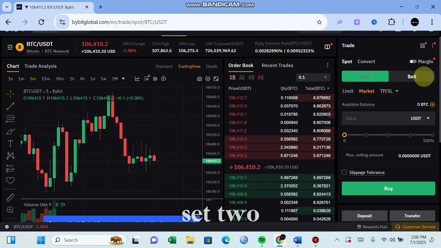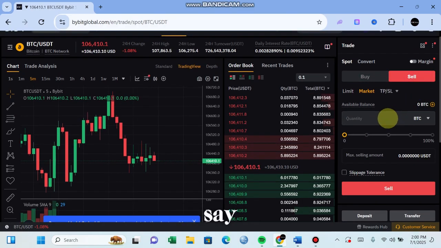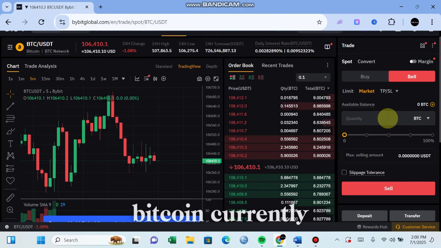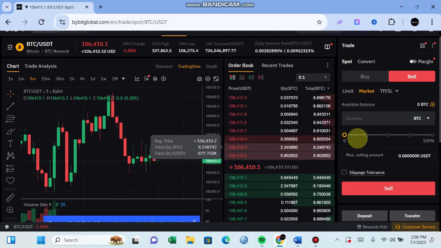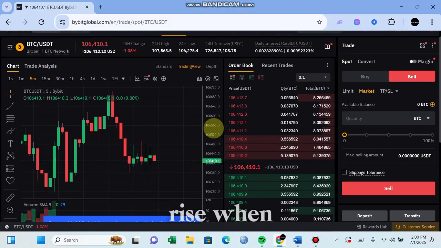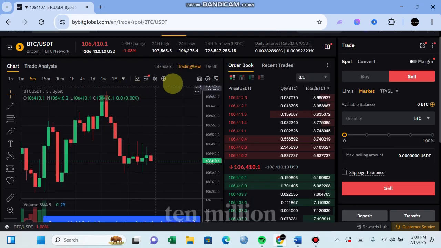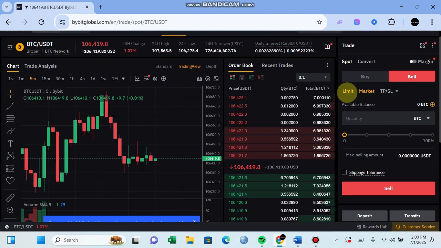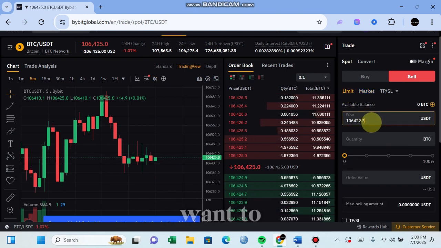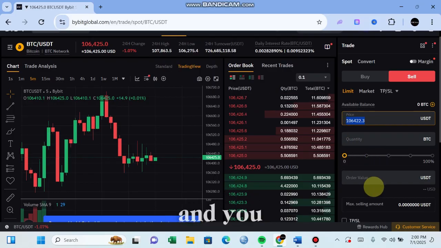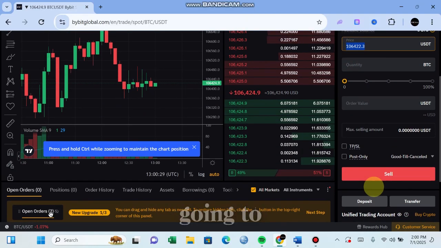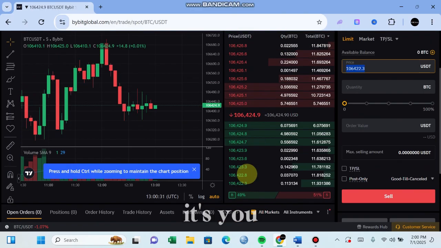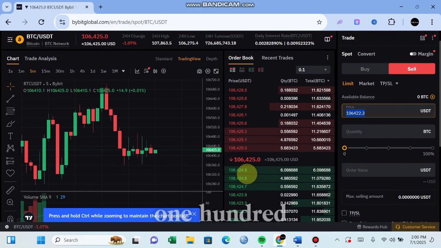Then for the sell, it's still the same. If you want to sell, you can simply put in the amount of Bitcoin you want to sell. Maybe you have Bitcoin currently, you bought Bitcoin at this market price, and you felt that Bitcoin is going to rise to, let's say, 110,000. For the limit, you simply put in the price right here that you want to sell at. You want to sell at 110, so you put in the price and the amount you want to sell, and you tap on sell. It will be in this pending order page. It will only sell when the price of Bitcoin gets to 110,000.